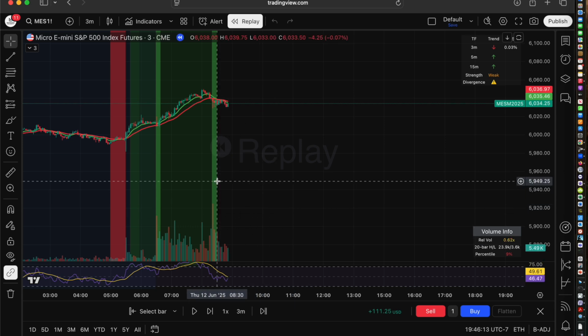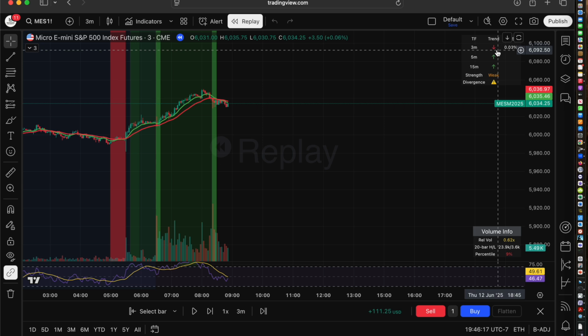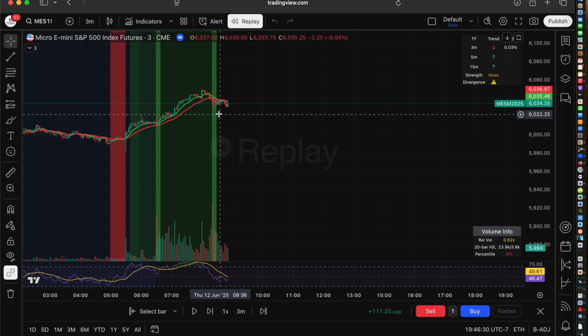Okay, you see right here where it's not highlighted because the 3 EMA is on a downtrend and the 5 EMA... I mean, the 3 minute time frame is bearish and the 5 minute time frame is bullish. So they're not in sync. That's why we don't have this area highlighted.